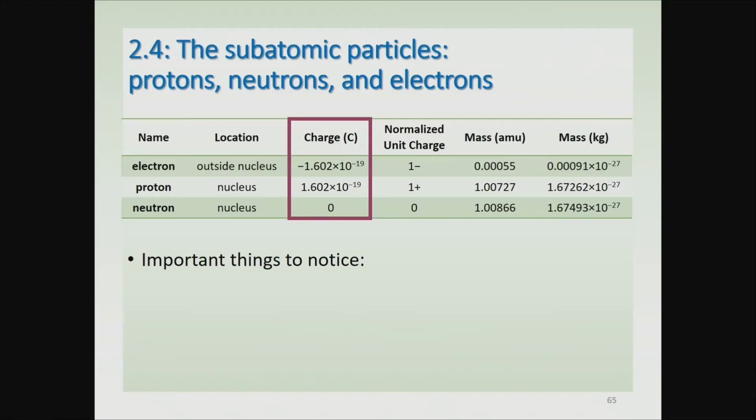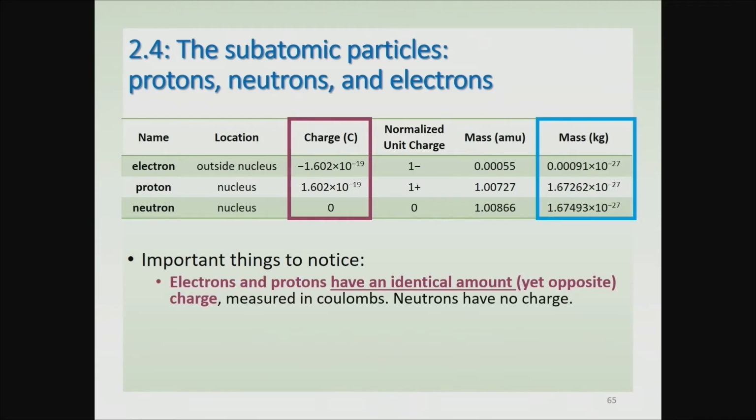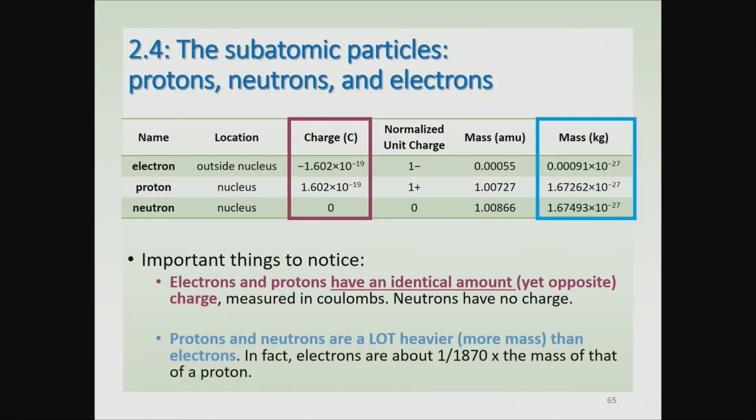So both protons and electrons have a tiny amount of charge, and it's exactly the same magnitude. It's just an opposite sign. Now, you can also see the relative masses of these subatomic particles. The electrons are a lot smaller than the protons and neutrons. In fact, the electrons are about 1/2000th the mass of the proton. The neutrons are about the same size as the protons, but they're maybe just slightly larger.